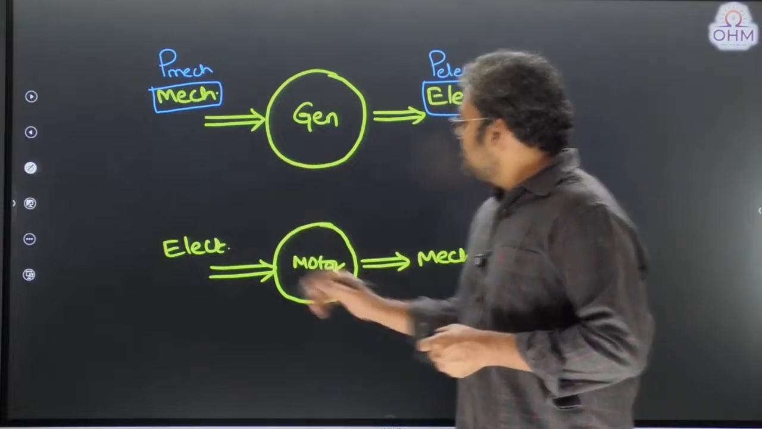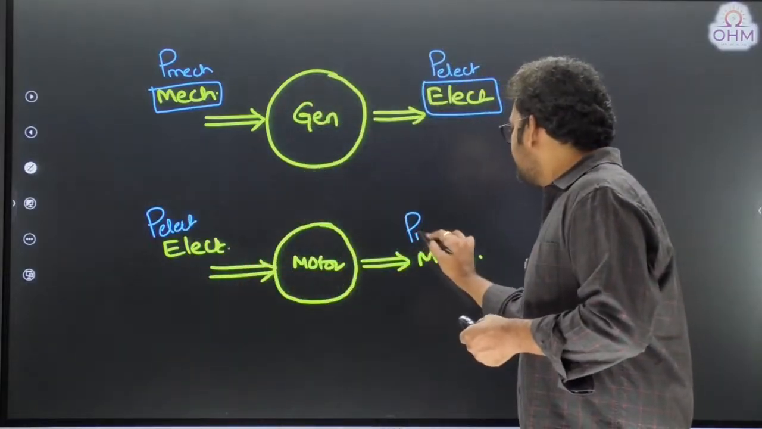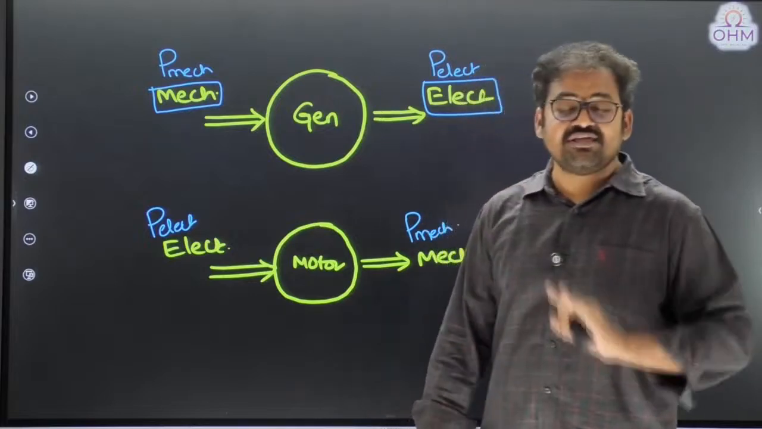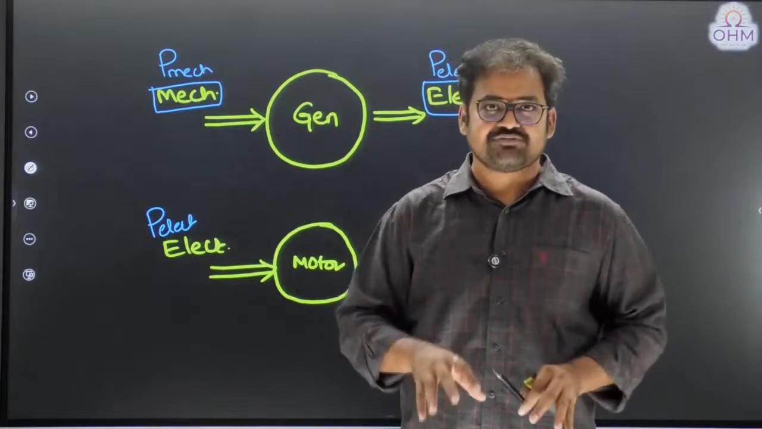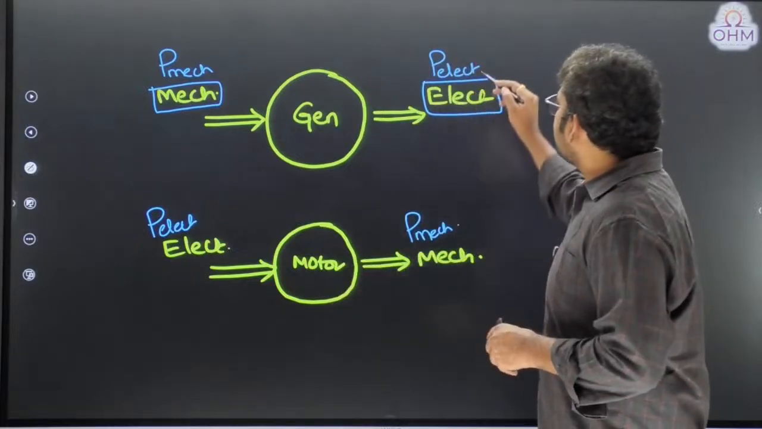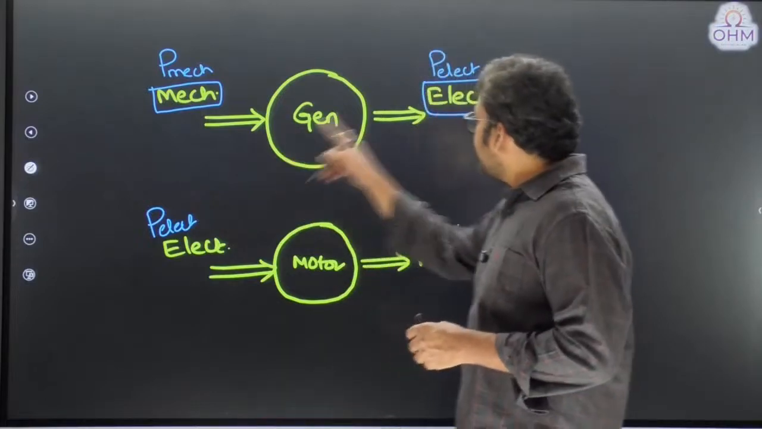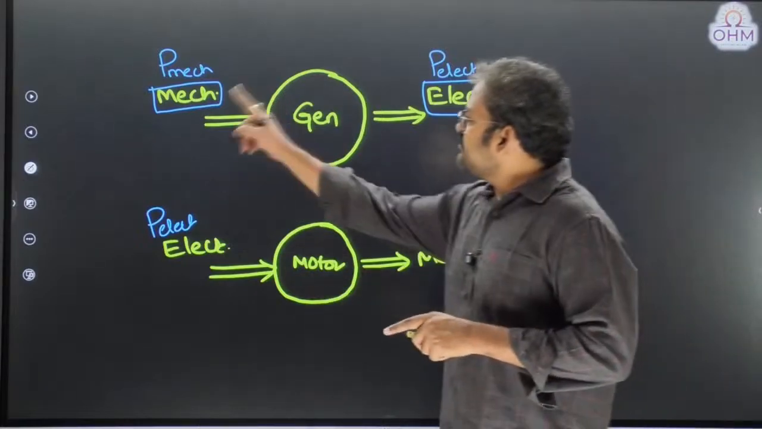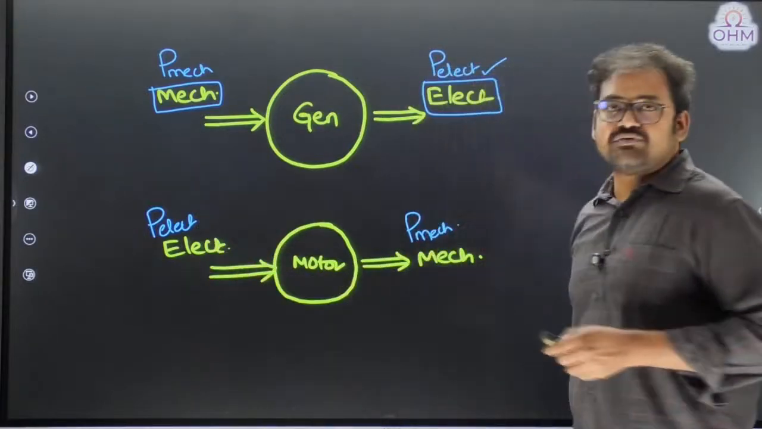Now what will the motor do? It will convert the real electrical power, or active electrical power, to active mechanical power. Remember, mechanical power is only the active component. There is nothing called reactive part of mechanical power, because mechanical power is the work done, therefore it's a real quantity. Whereas in electrical power, we have a real part as well as an imaginary part. So what I have shown you right now is about active power flow only. The generator converts active mechanical power to active electrical power, and the motor converts active electrical power to active mechanical power.